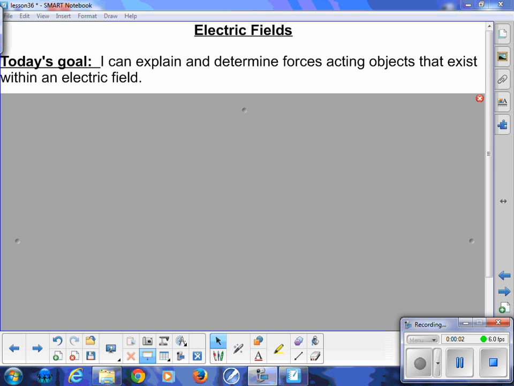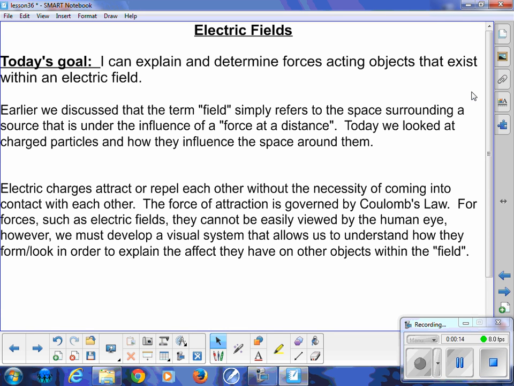And welcome to the lesson on electric fields. So your goal today, I want you to be able to explain and determine forces acting on objects that exist within an electric field. So where are we starting with this? Most of this, you're just kind of paying attention to the conversation.